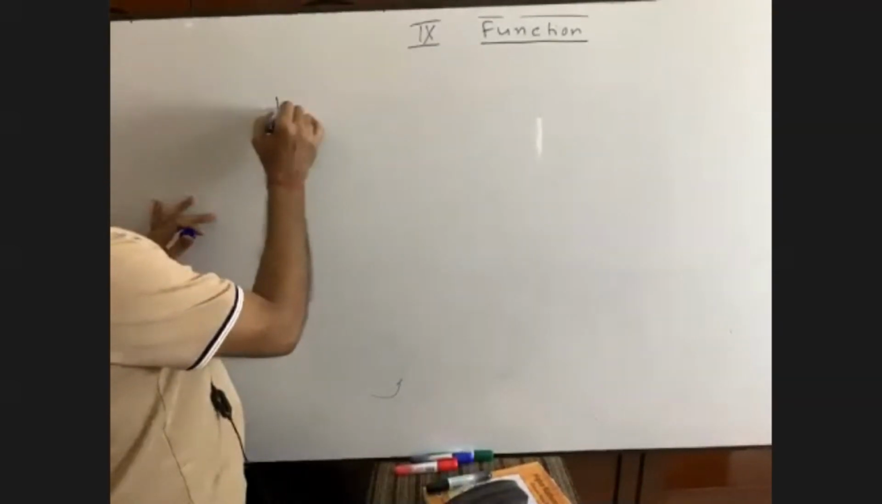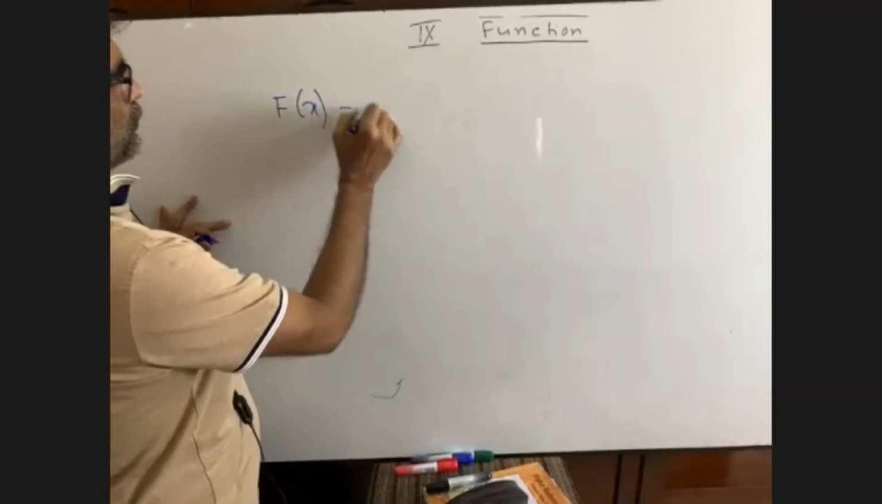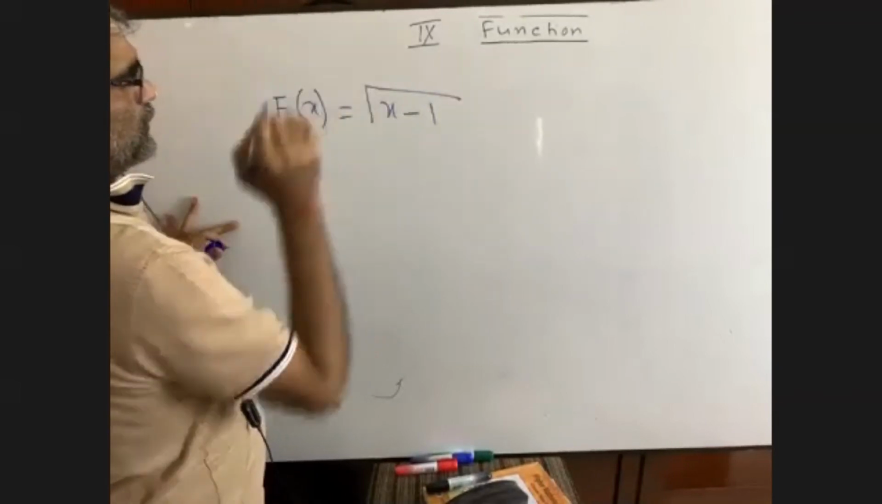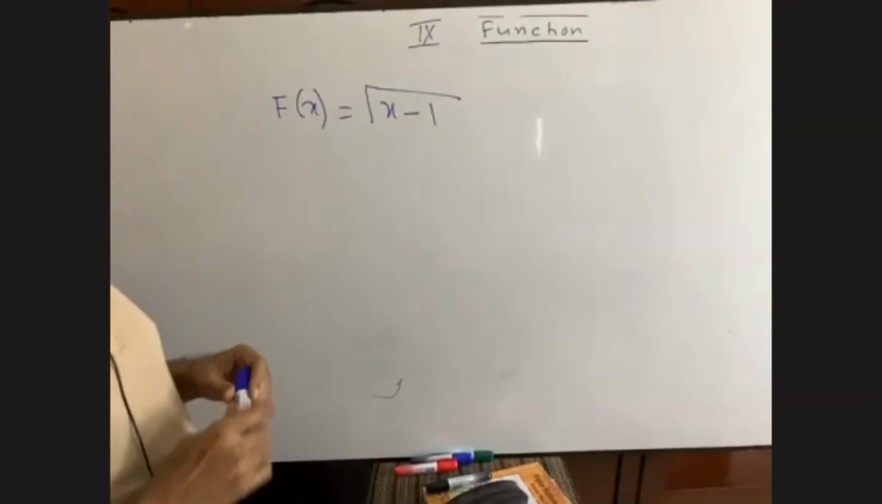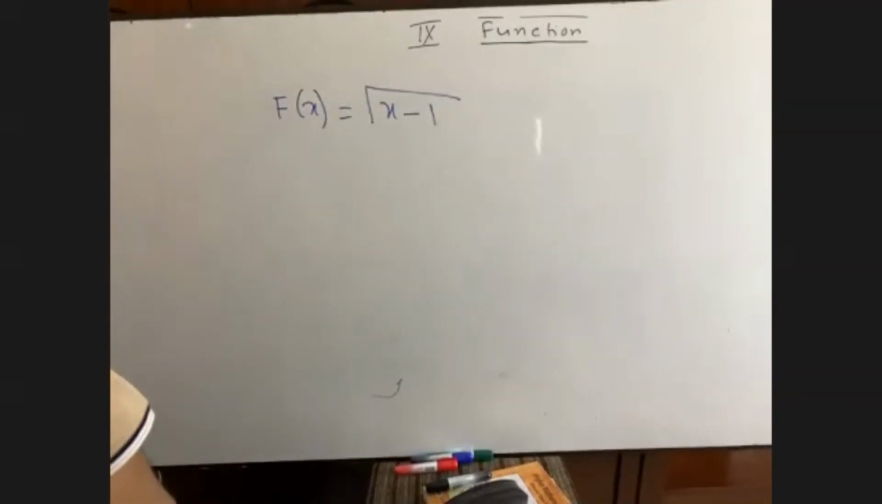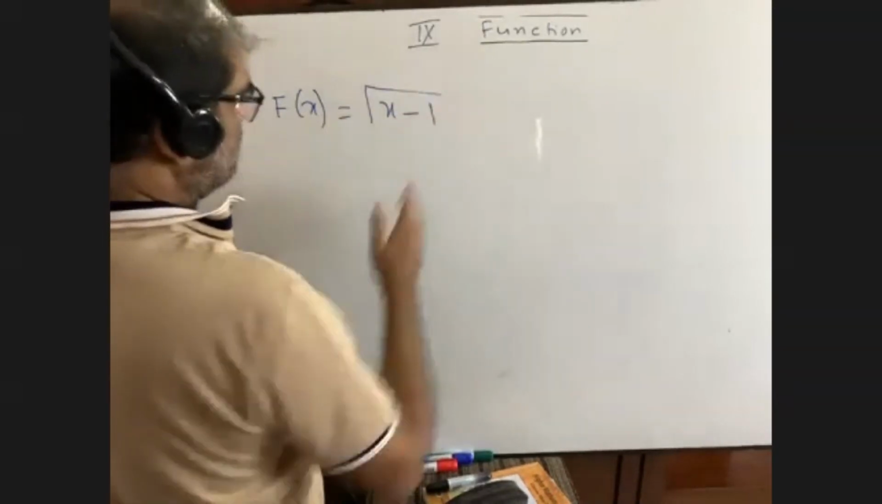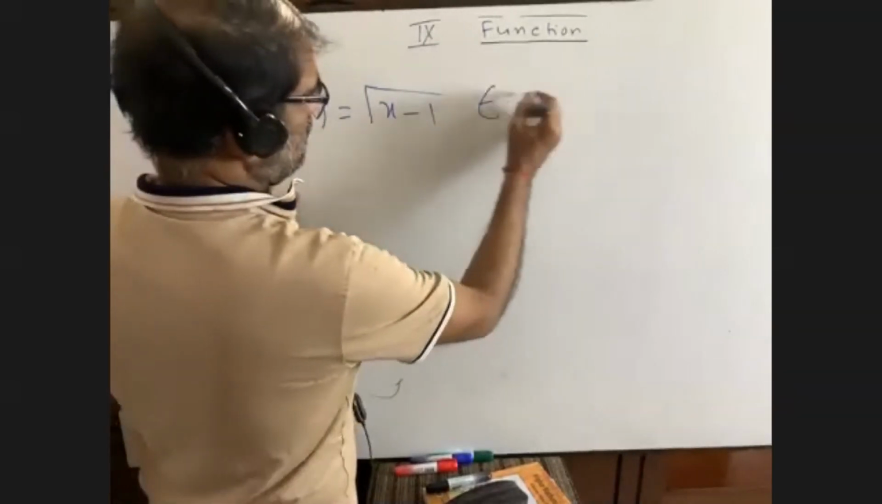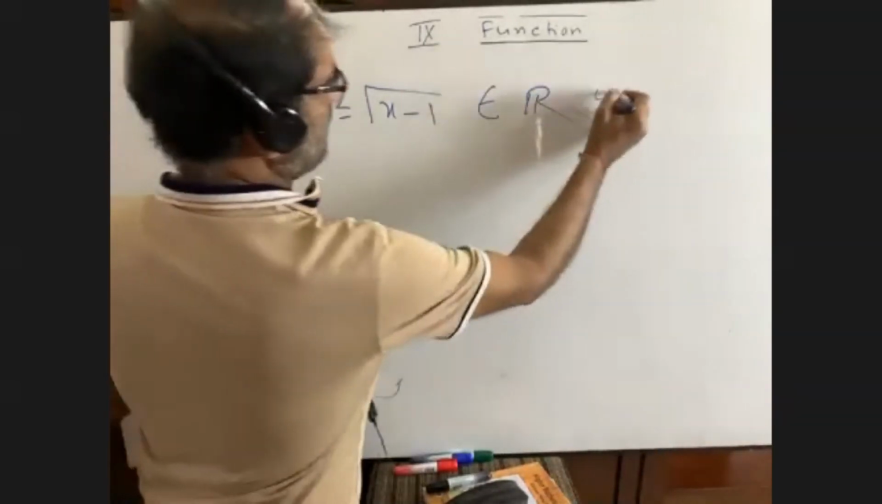Suppose f of x equals root over x minus 1. What is the domain? So I'm finding out, sir. How will you find it? What is the way? You don't know. Please look at the board. Write down at first, x belongs to R if and only if.